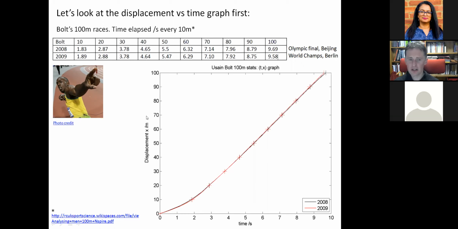So you could argue that a displacement-time graph isn't really the right graph to convey meaning about Usain Bolt's kinematics. Certainly, when we're doing analysis like this, the velocity-time graph, the gradient of this, in the middle, is probably the graph that gives you the most information.